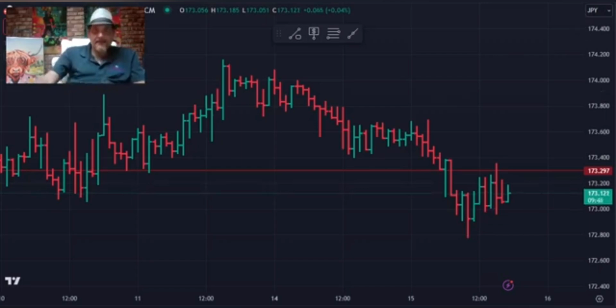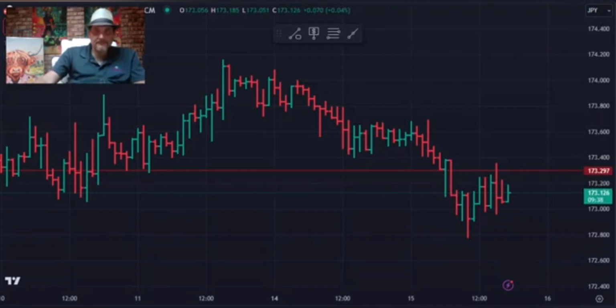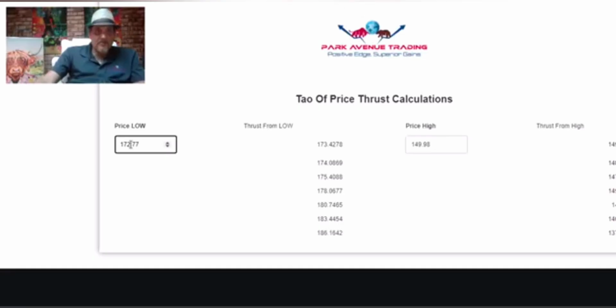So if I go here and I take this low, let me shut this off. This low is 172.77. I put the price low in here. I come up with the first level, 173.43. Let me write that down, or else I'll forget, even though I take nootropics. 173.43, 174.09, and 175.40. That's fine.